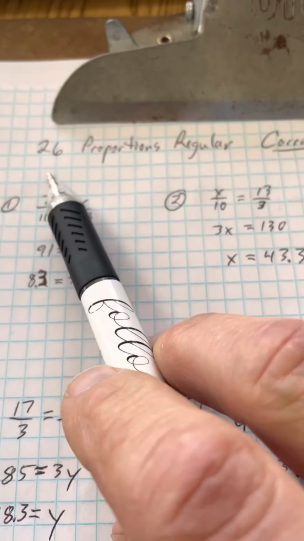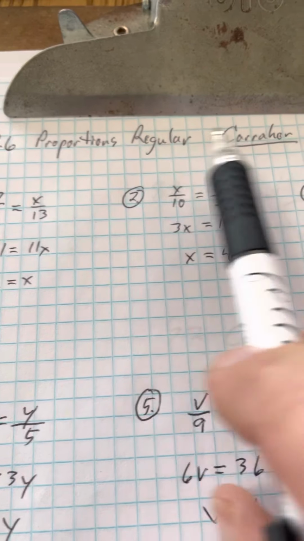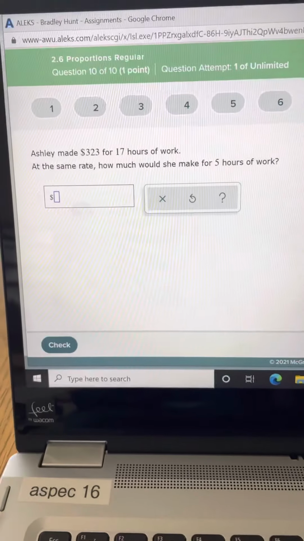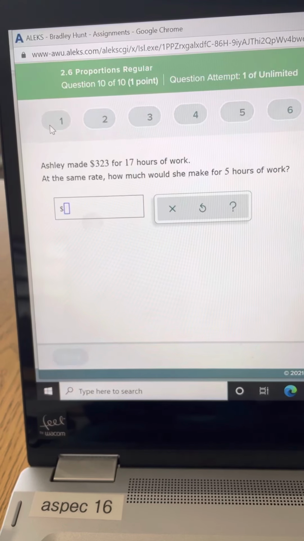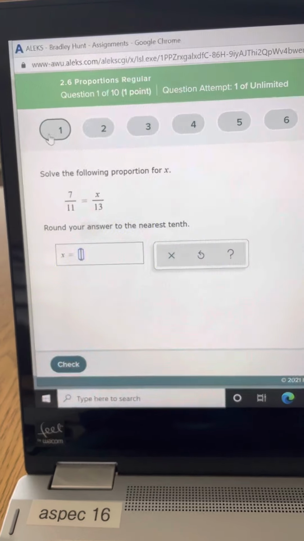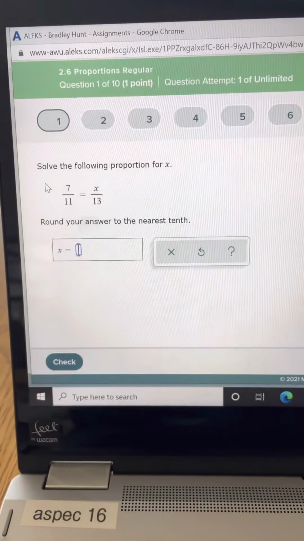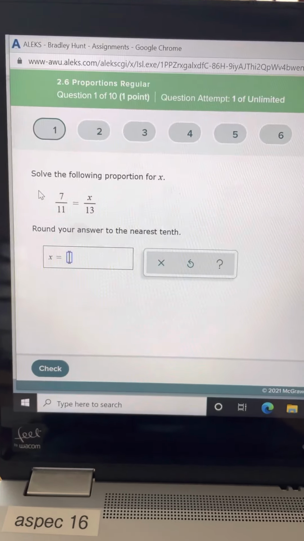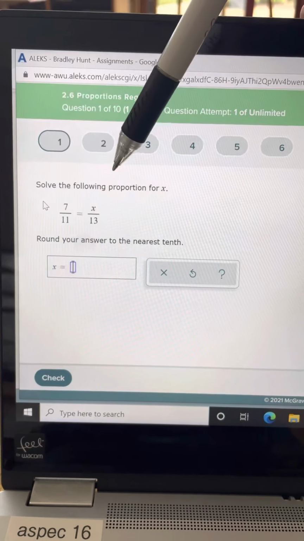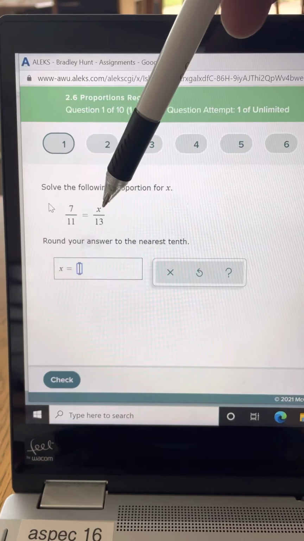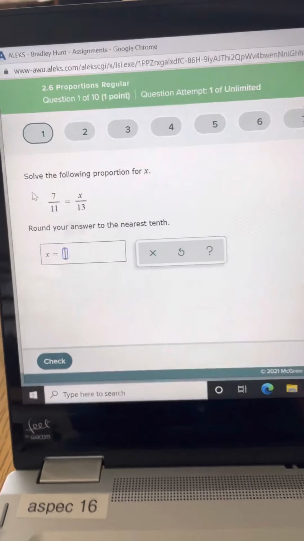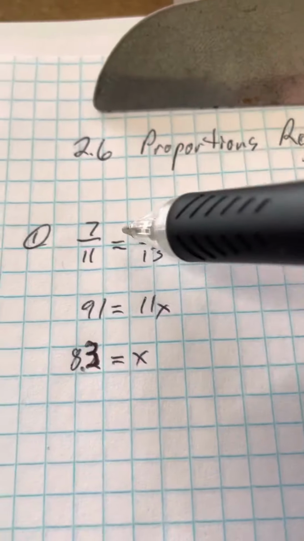I'm taking a look at your 2.6 properties, the regular, and it's on Alex. And so let's go back and take a look at the questions. So for the first one, and pause this as needed as we move forward, it says to solve the following proportion for x.